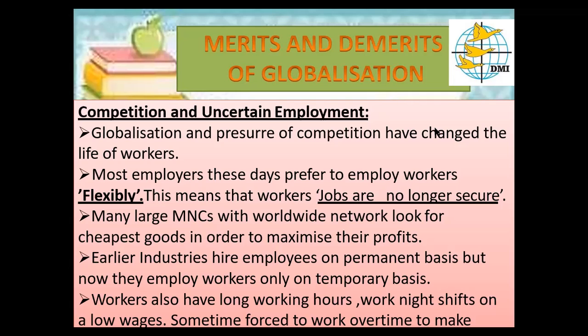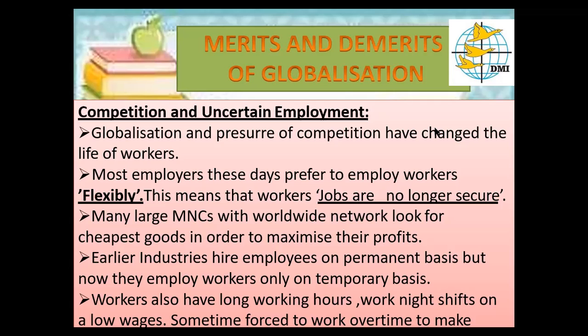Large MNCs in the garment industry in Europe and America order their products from the Indian exporters. These MNCs have a worldwide network, and they look for the cheapest goods to maximize their profits. To get these large orders, Indian garment exporters try hard and cut down their own cost. Cost of raw material cannot be reduced. So the exporters try to cut the labor cost. Where a factory used to employ workers on a permanent basis, now they employ workers on a temporary basis so that they do not have to pay workers for the entire year.